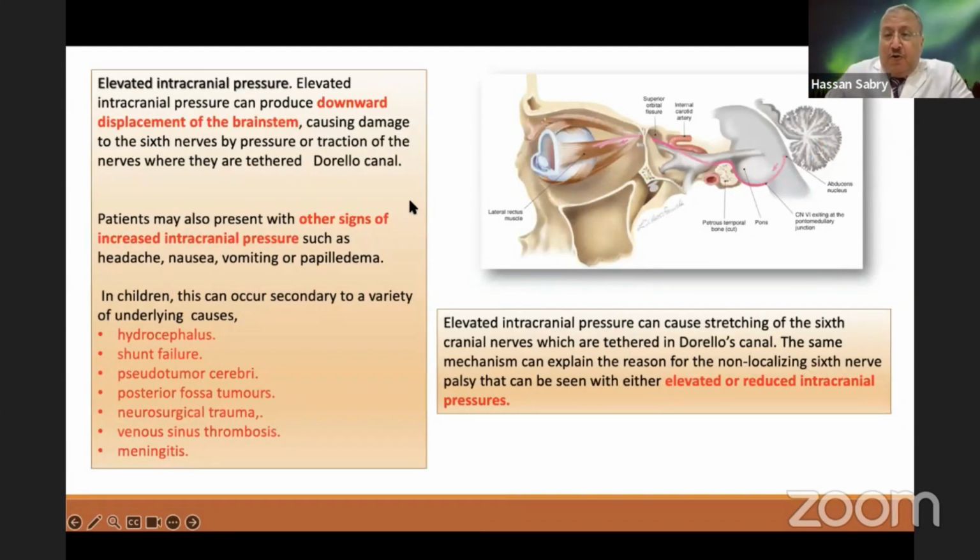So elevated intracranial pressure will also push on the nerve and cause a picture of abducens palsy. The same happens when the pressure is low, after a tap. It will also cause traction on the abducens nerve and cause the same picture. The same happens in children secondary to a variety of underlying causes like hydrocephalus, shunt failure, idiopathic intracranial hypertension, posterior fossa tumors, venous sinus thrombosis, and meningitis. All that will cause abducens palsy due to increased pressure and tethering, pulling on the abducens nerve.